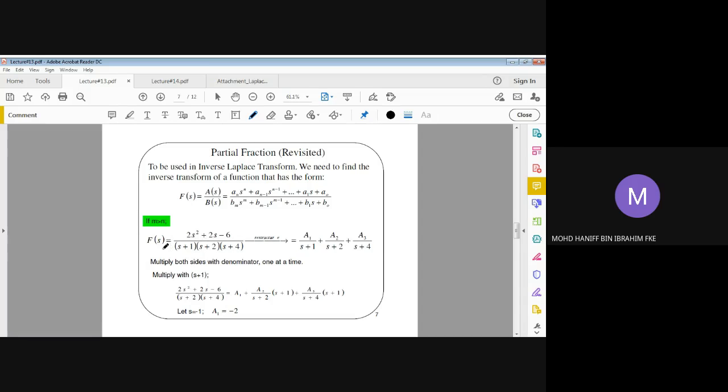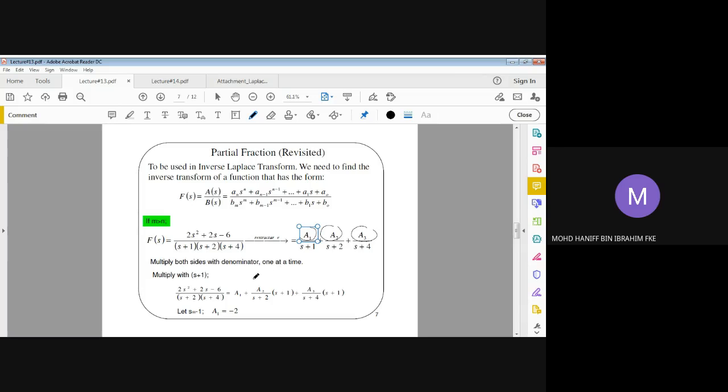For instance, if we have F(s) of 2s squared plus 2s minus 6 over (s plus 1) times (s plus 2) times (s plus 4). Based on this, the power of the numerator, which is 2, is smaller than the power of the denominator, which is 3, so we can use this method. We have to restructure this F(s) into a1 over s plus 1 plus a2 over s plus 2 plus a3 over s plus 4. This is the method of partial fractions. Your task is to find a1, a2, and a3.